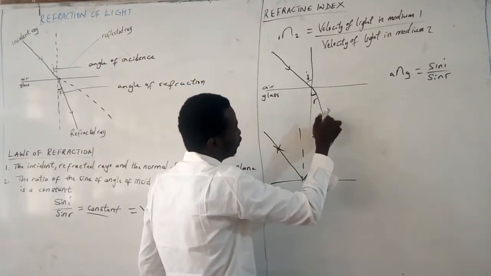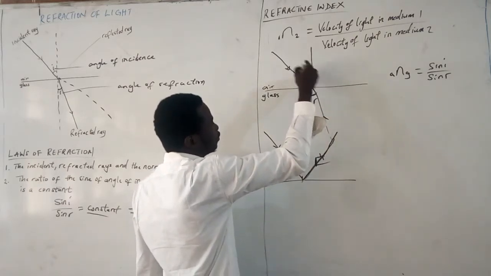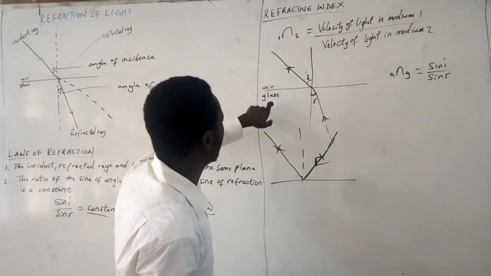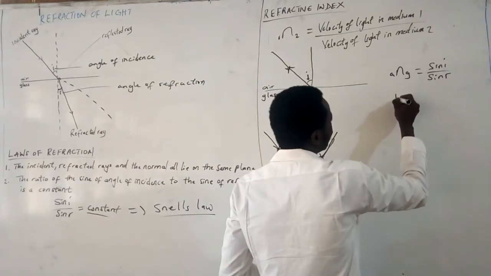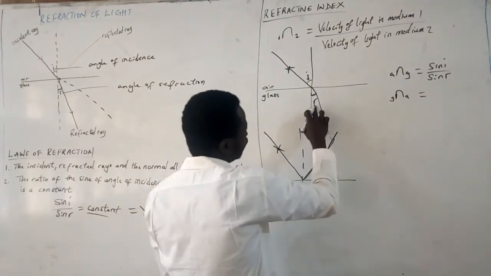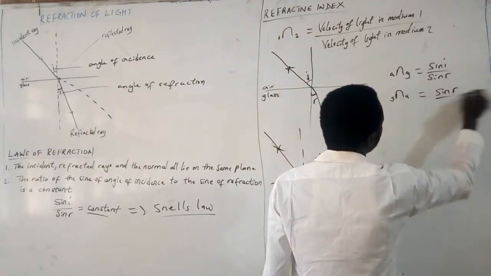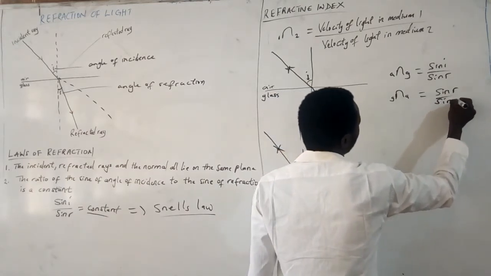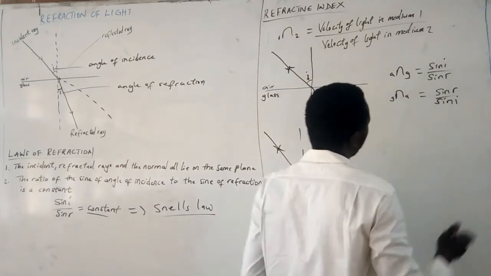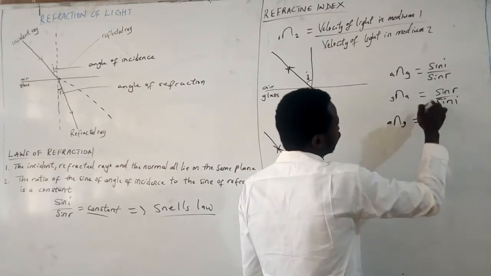If you take this as our angle of incidence, and this is the refracted ray, that is, light is now traveling from glass to air, we are going to have the refractive index from glass to air equal to, now remember this is now our angle of incidence, sine R all over sine I. So that's the reversibility.